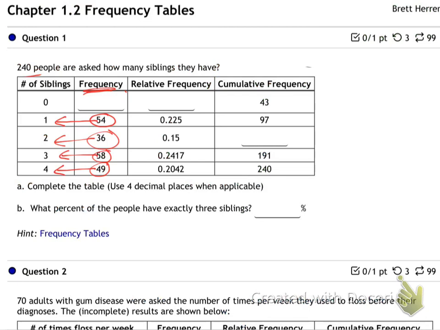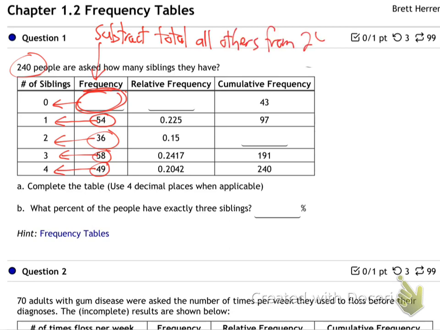So with that in mind, how do I find this number up here? How many people have 0 siblings? Add them all up and subtract from 240, because they're telling us right there that this table is a summary of the data for 240 people. Does that make sense? So to figure this out right here, you subtract the total of all others from the 240. Is that good?